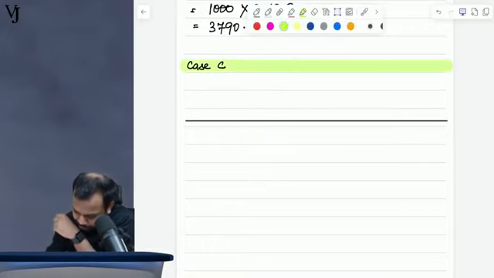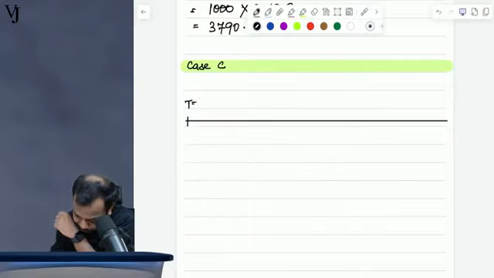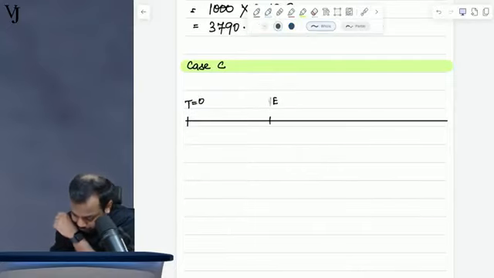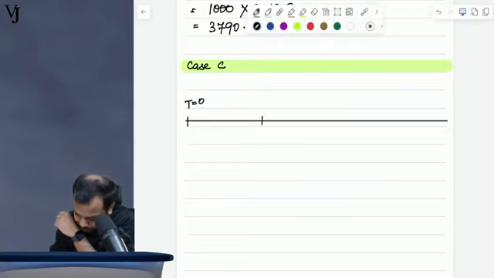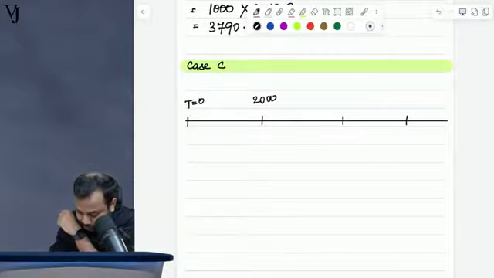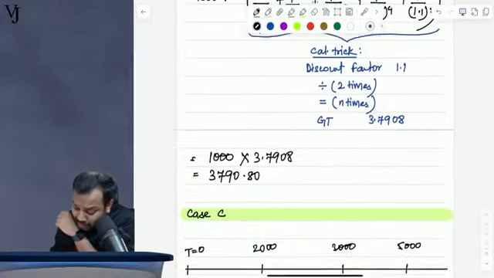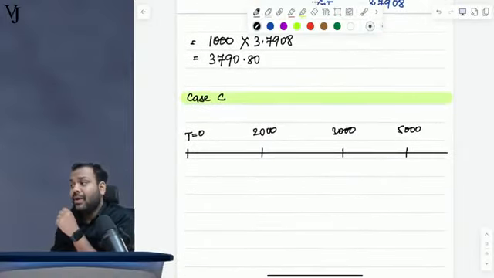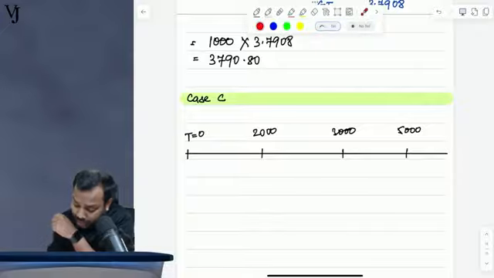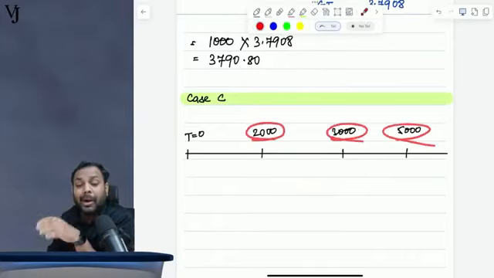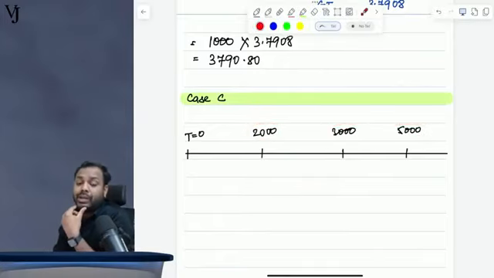Now under case C, what happens? This is t equals 0. At year end, 1, 2, 3, here you have to pay 2000, 3000, 5000. Now tell me, can we apply the same principle here? No. Why? Because the amounts are not the same. Amounts are different.